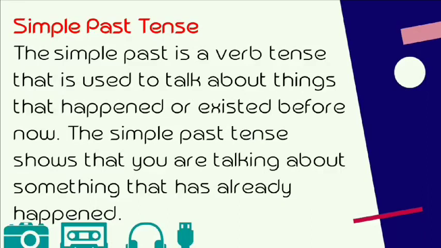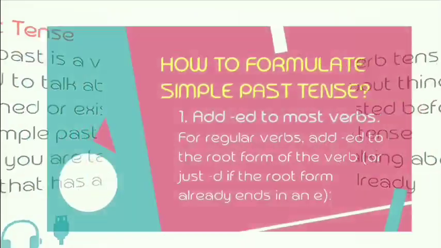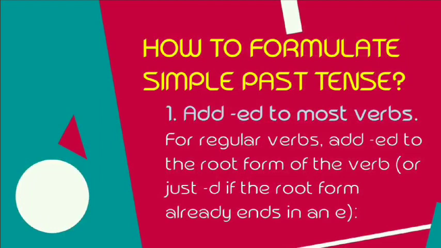Simple past tense. The simple past is a verb tense that is used to talk about things that happened or existed before now. The simple past tense shows that you are talking about something that has already happened. Now, how to formulate simple past tense? The first step that I will be giving you is add ed to most verbs.